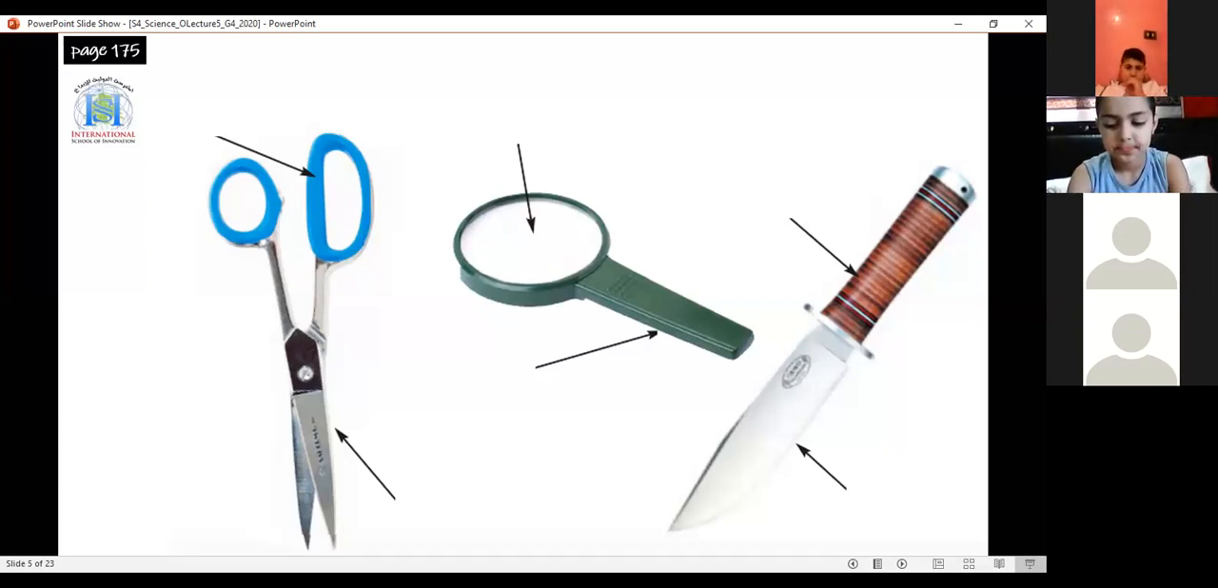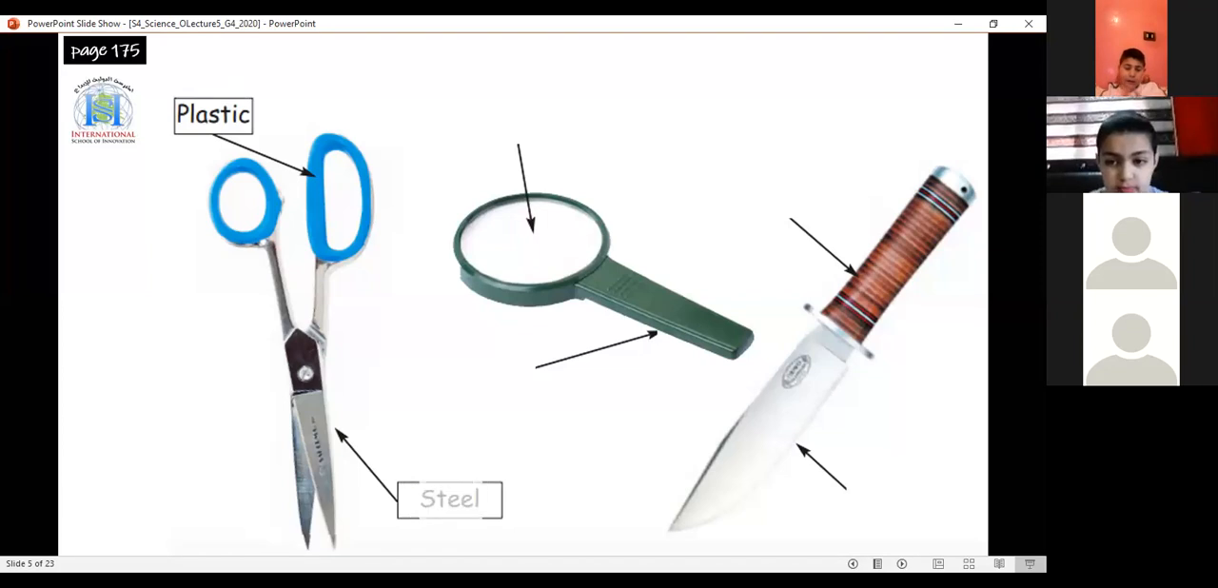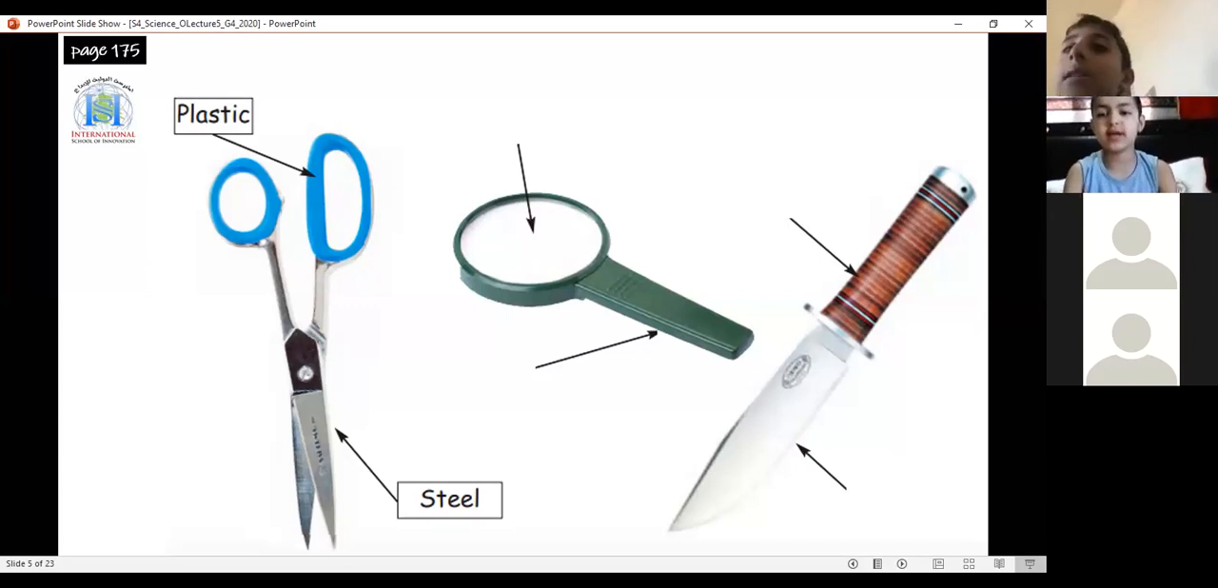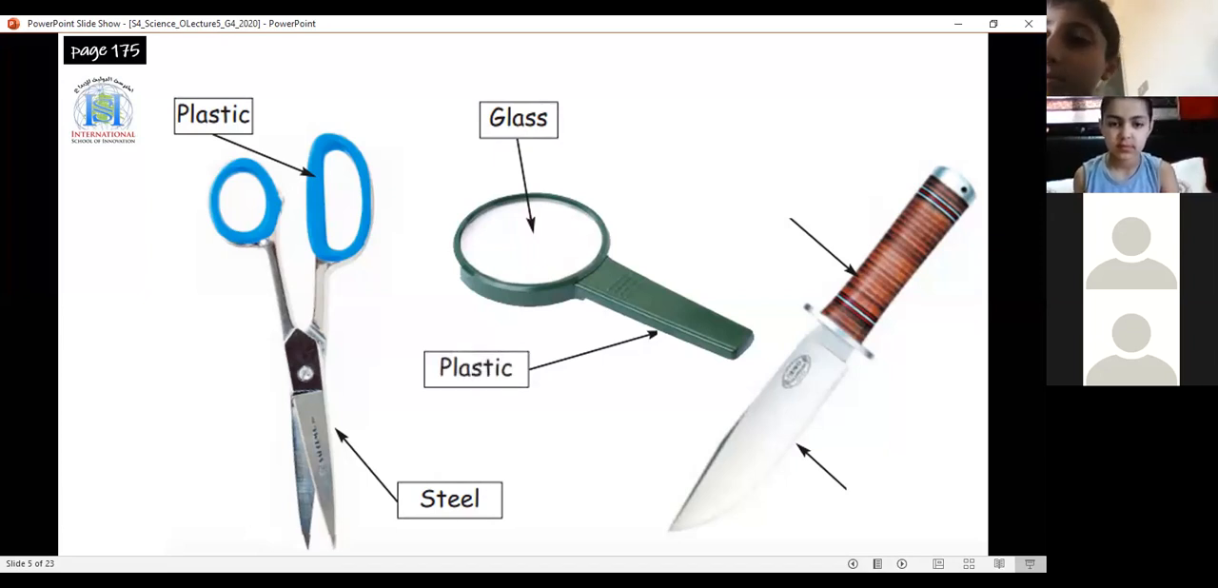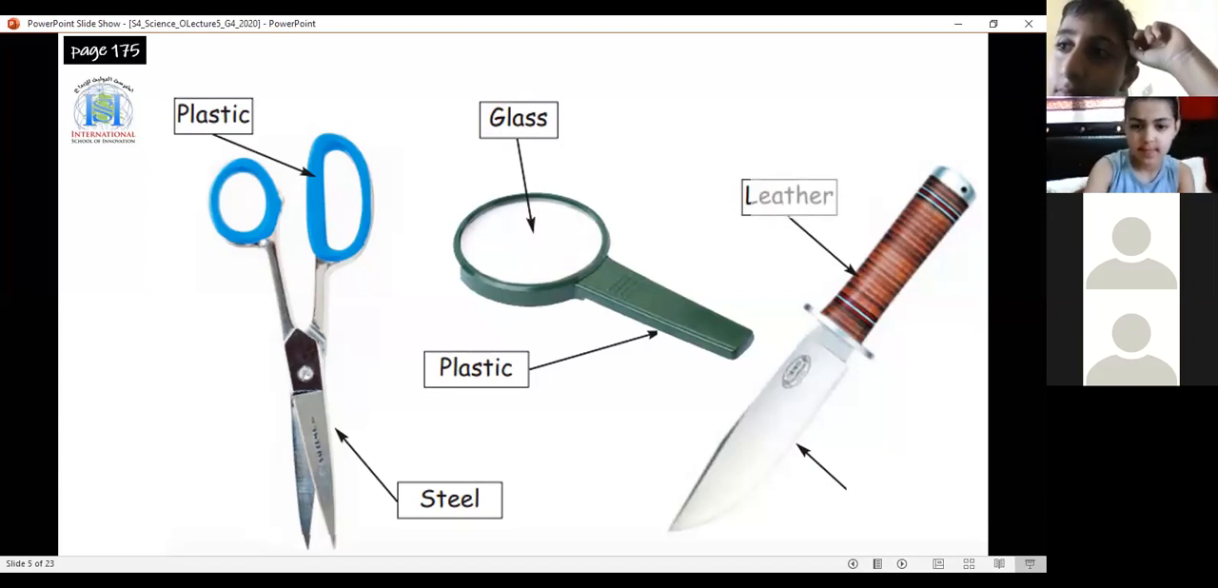What are scissors made of? Plastic and steel. Plastic and steel. Perfect. The knife. Leather and steel. Metal. I'm so proud of my kids.